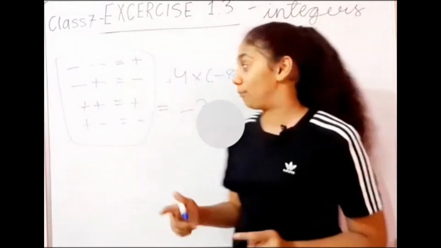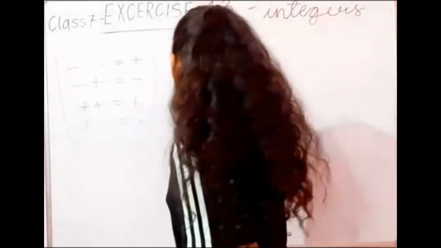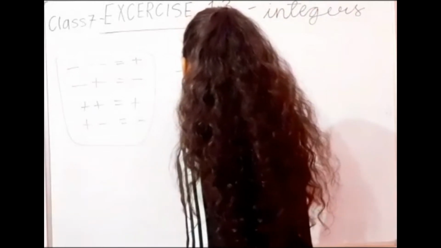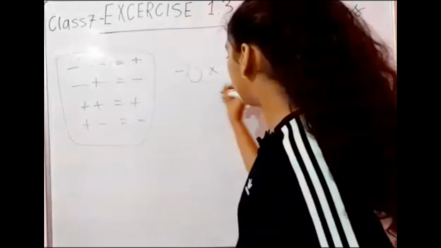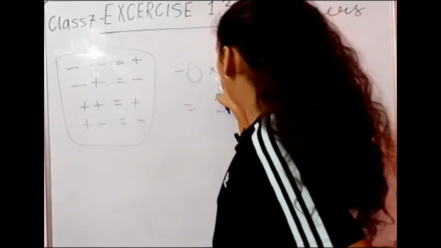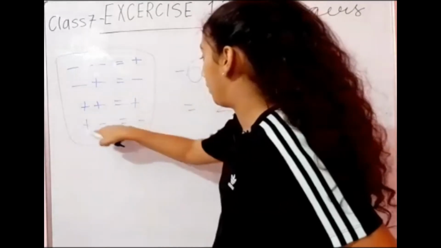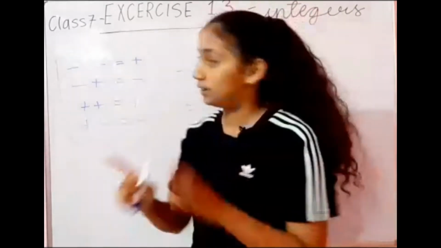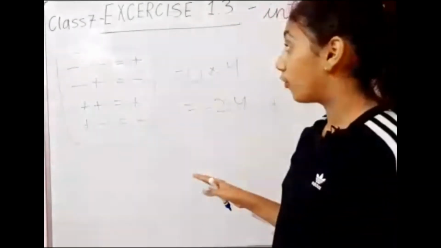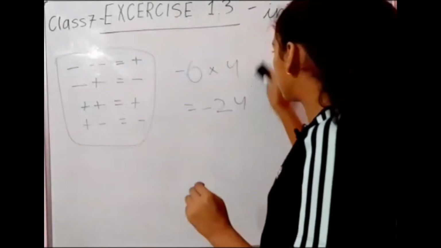Let's do one more example for this. For example, 6 into minus 4. 6 4s are 24. One positive, one negative. Plus minus is equal to minus. Right? Now, this is for a positive and a negative integer.